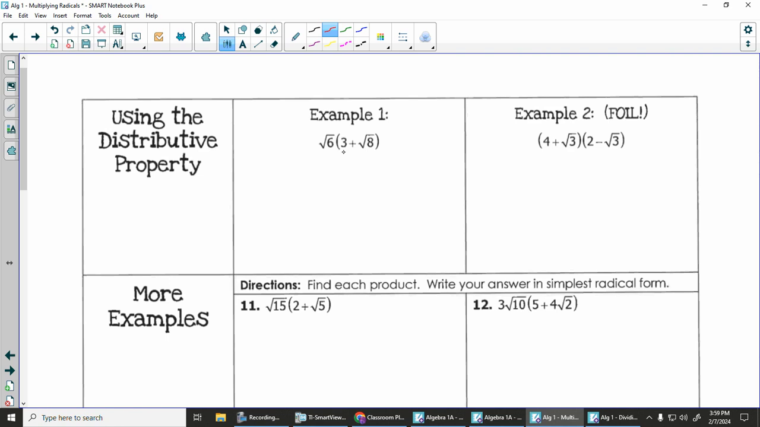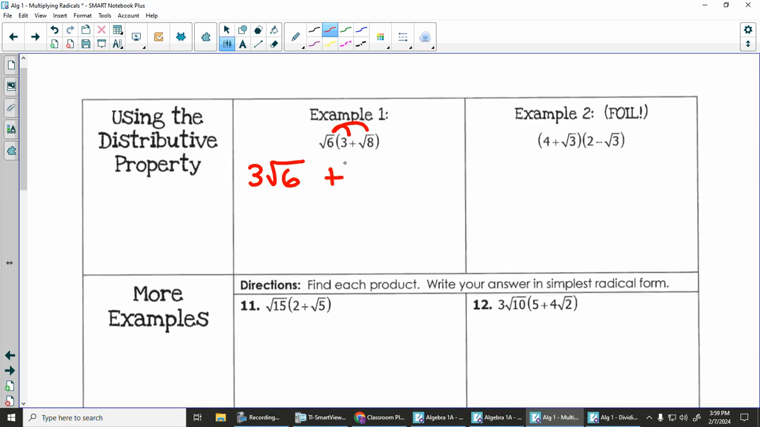All right, so first we could have single distribution. So here in the first example, we just have the square root of 6, which is going to be distributed through the parentheses. So the square root of 6 times 3, well, notice the 6 is under a square root, but the 3 is not. So that is just going to be 3 square root of 6. We can't actually do any radical rules there.